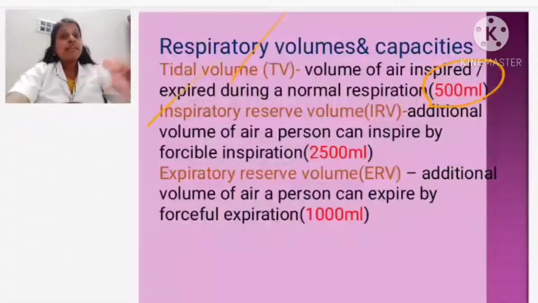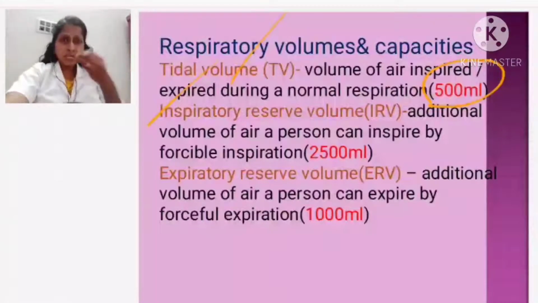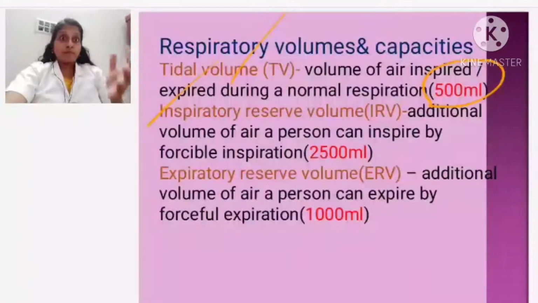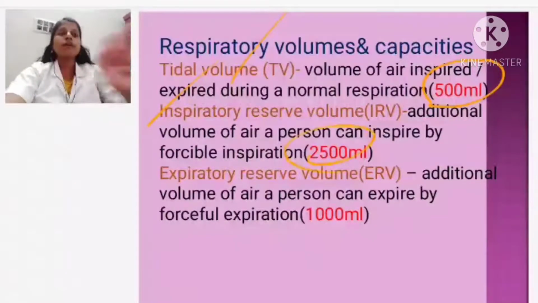Now, inspiratory reserve volume means the additional volume of air a person can inspire by forceful inspiration, meaning how much additionally I can take in. Forcefully means breathing in more than normal. For example, during yoga, you take in forcefully, isn't it? So that is called the inspiratory reserve volume. For a normal healthy person, it can go up to 2500 ml.